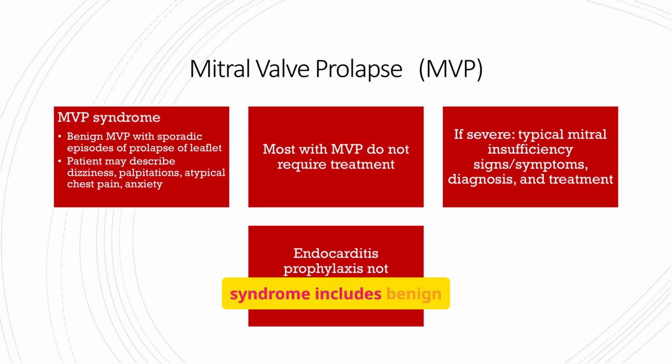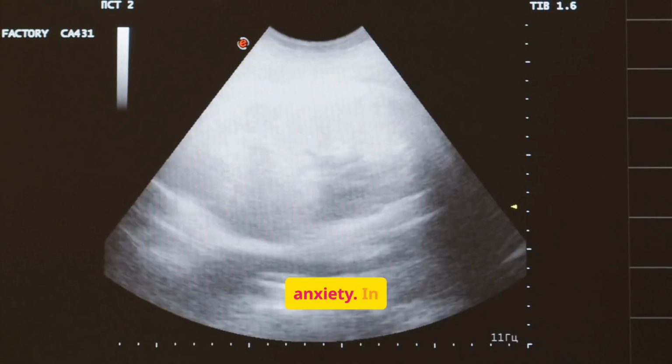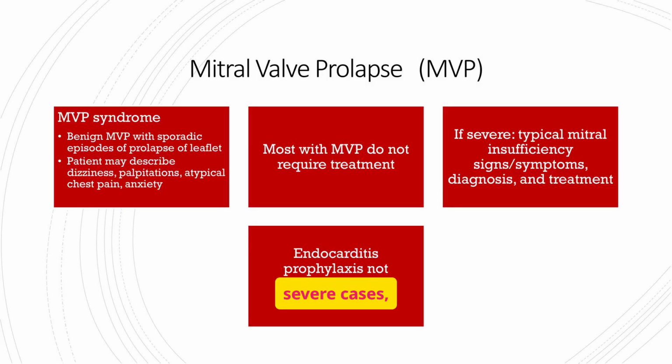MVP syndrome includes benign MVP with sporadic episodes of leaflet prolapse and symptoms like dizziness, palpitations, atypical chest pain, and anxiety. In severe cases, typical mitral insufficiency signs, symptoms, diagnosis, and treatment are necessary. Endocarditis prophylaxis is not recommended for patients with MVP.